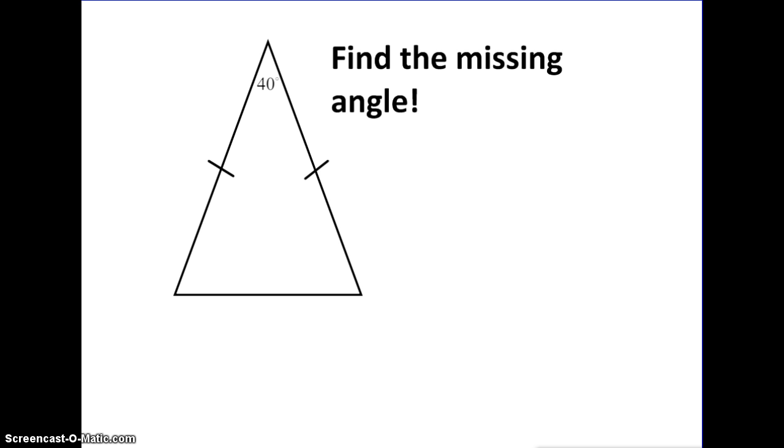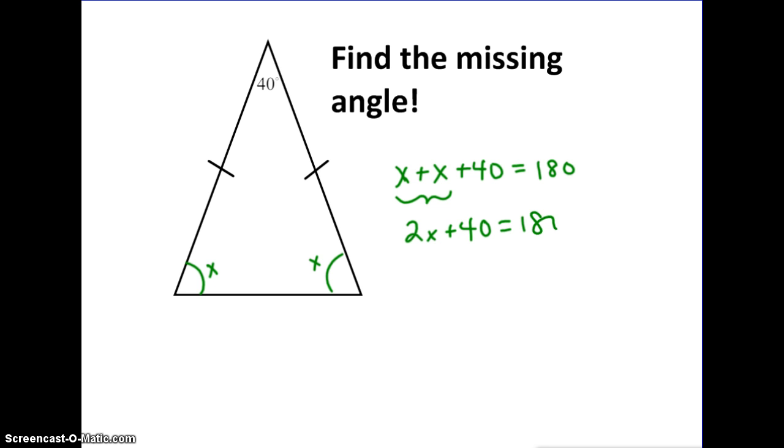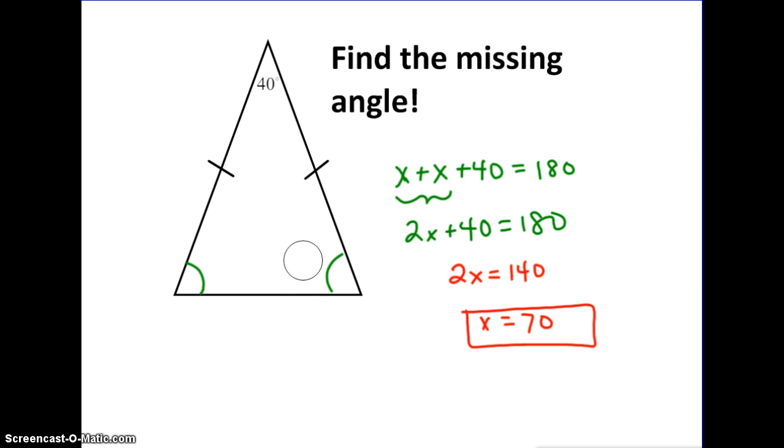Now on this one it says find the missing angle, but we've only been given one angle of 40 degrees. However, this is an isosceles triangle. In an isosceles triangle, the base angles are congruent. So we can call this x and x. They're the same. So x plus x plus 40 equals 180. We want to combine like terms. So 2x plus 40 equals 180. Subtract 40 from both sides. 2x equals 140, so x has to equal 70 degrees. So both of these angles here and here are 70 degrees.